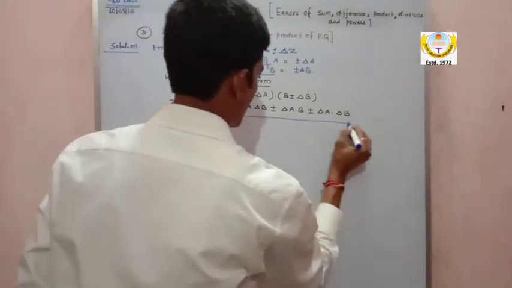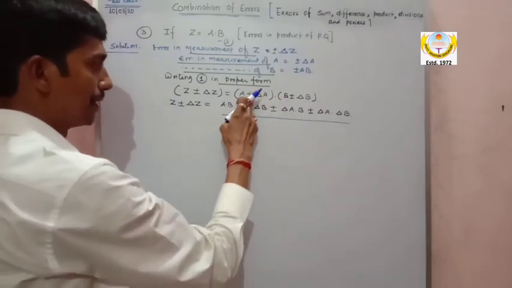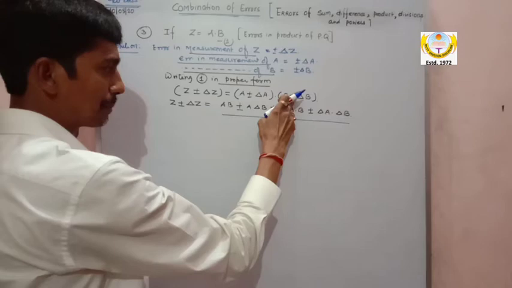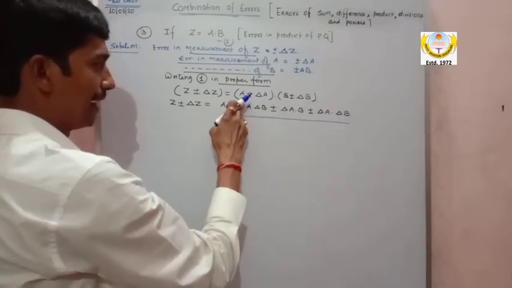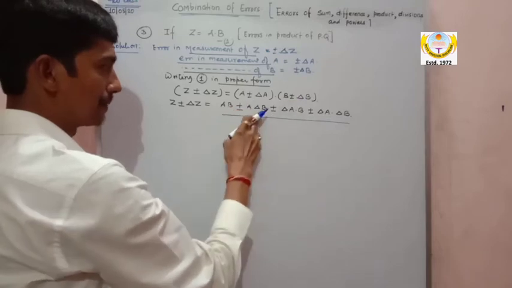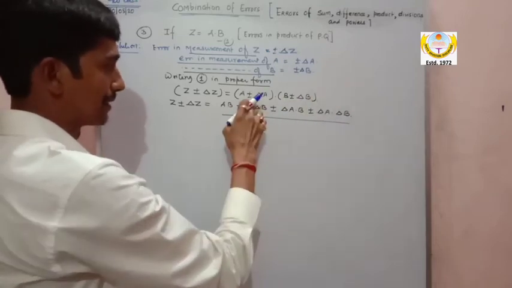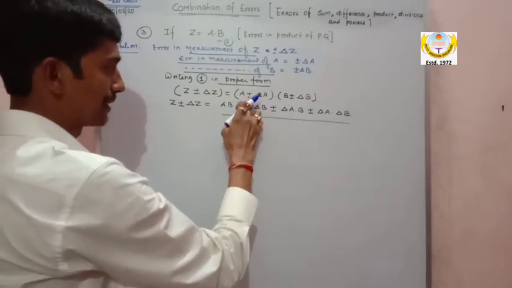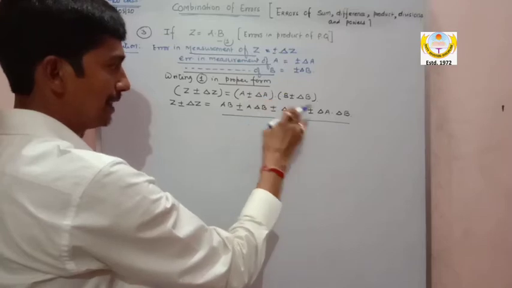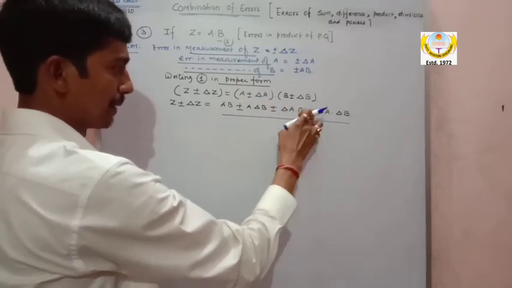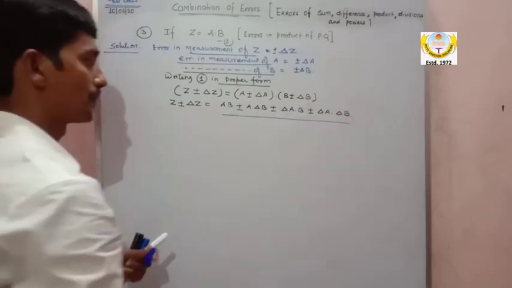This is the expansion. Again you can see A into B, AB. Then this is A, and here it is plus minus, and here it is multiplication, so I put plus minus A into delta B. Then this term gets multiplied with this bracket, so this is plus minus delta A into B. Then plus minus delta A into delta B.